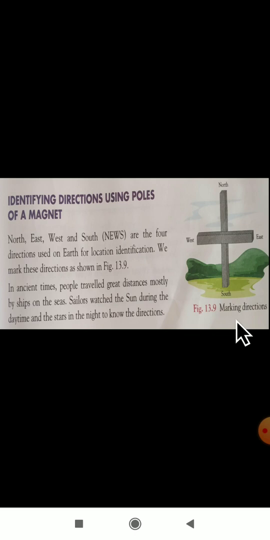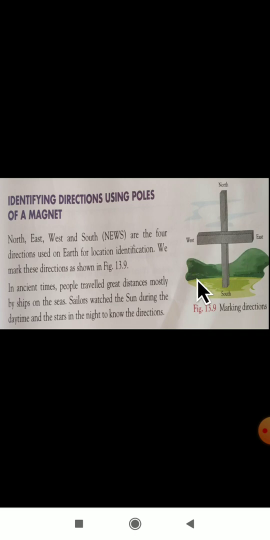Identifying a direction using the poles of a magnet. North, east, west, south, nothing but NEWS, are the four directions used on earth for location identification. Yes, you all know these four directions very well. One is north, south, west, east. These are the four directions of earth.